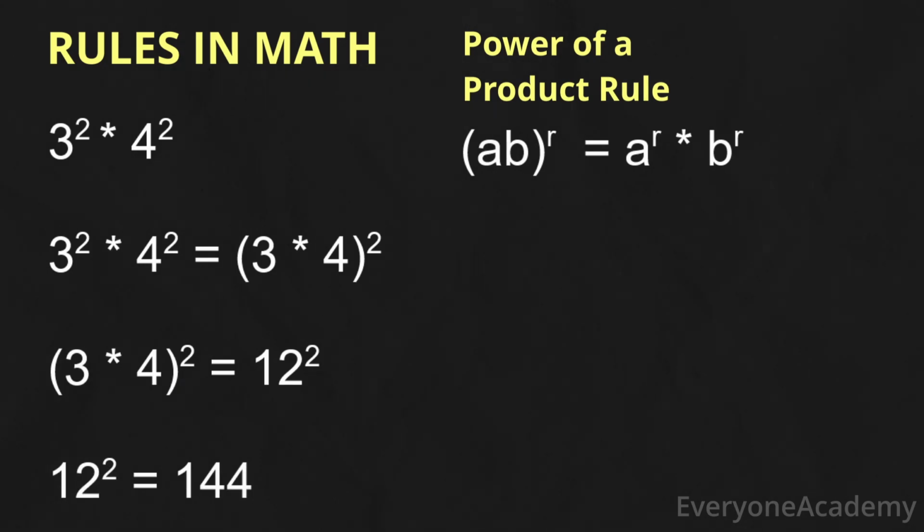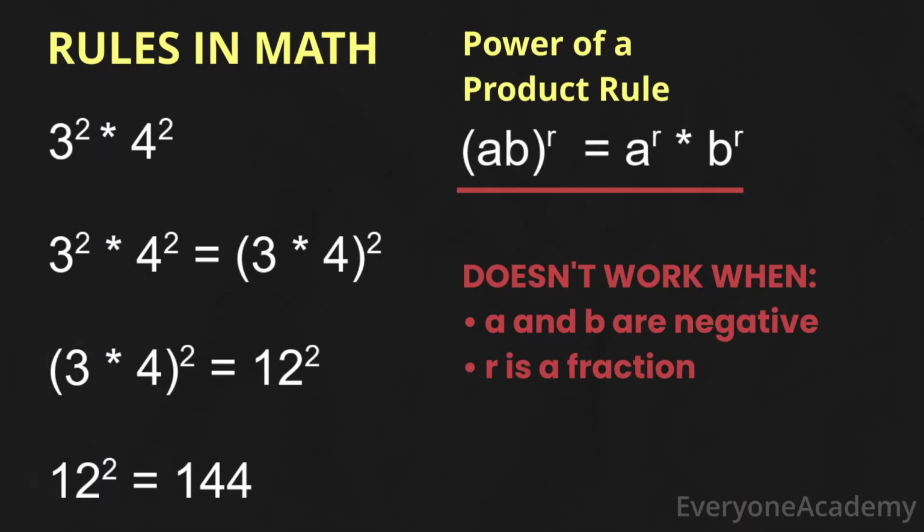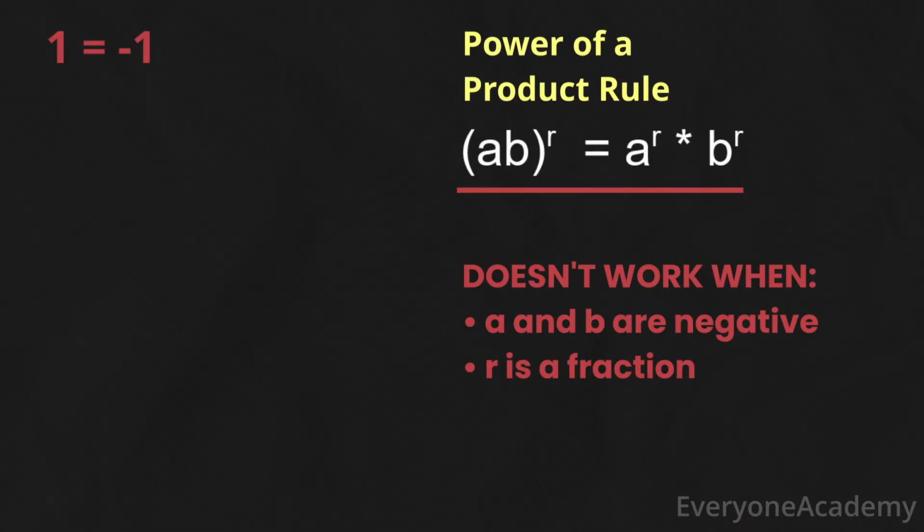This looks pretty straightforward, but we need to remember that this rule won't work when a and b are negative numbers and r is a fraction. Otherwise, we would be able to make 1 equal to negative 1. It sounds crazy, but it's possible if we don't keep this restriction in mind. Here's what happens. 1 is equal to the square root of 1. The square root of 1 is equal to the square root of negative 1 times negative 1.